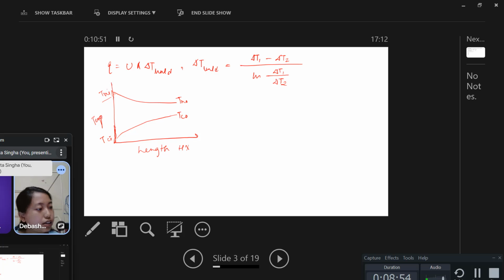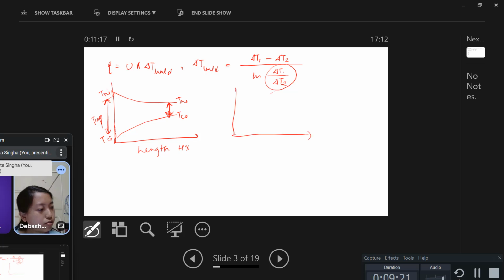So here delta T1 will be this and delta T2 will be this, or either one. This may be delta T1 and this may be delta T2. The sign will take care of itself, since there is also the ln. So anyway, the delta T on one side and the delta T on the other side are delta T1 and delta T2.